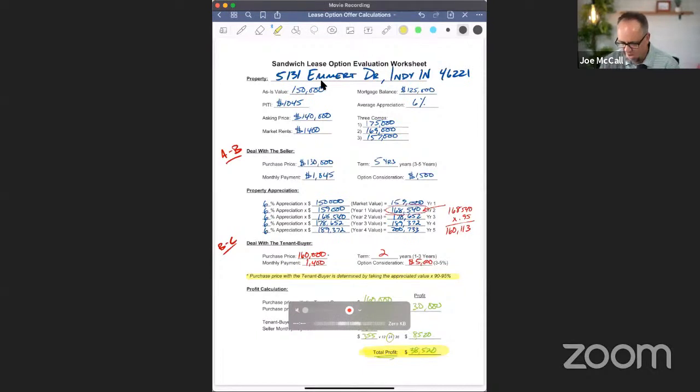Now, this is the power of lease options, guys. How much money did I put into this deal? None. How much did I do in repairs? None.